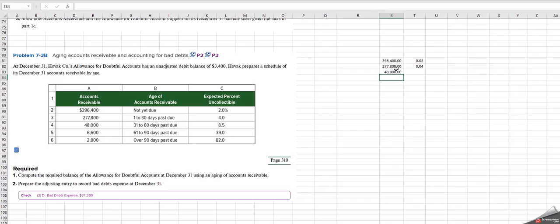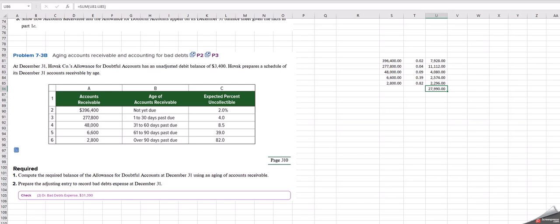48,000, we are estimating to be at 8.5%. 6,600, again, 61 to 90 days past due, we're estimating those to be 39% uncollectible. And then finally, the over 90-day ones, we're going to estimate those to be 82%. So then I'm going to let Excel do the work, but you take each one, multiply it by the percent, and then I'm going to just copy that formula down. And then we will sum those all up. So then that is going to be the total that we want to have in our allowance account.